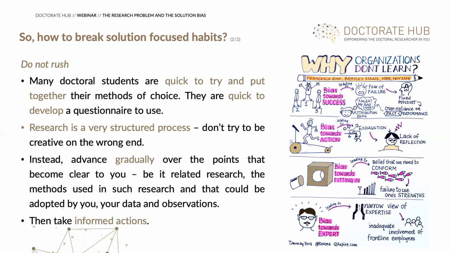Plus, do not rush. As said, many doctoral students are quick to try and put things together, including their methods and so on, but this is not the right way to go. Research is a very structured process, and you don't need to be creative on the wrong end. Instead, advance gradually over the points that become clear to you, because research is also a gradual process that is not known at the entry point, as has been shown for the complex research problem of one student I had on the legislation. And only at the end point, things are very well understood and clear. So take out your excitement, don't be creative on the wrong side.